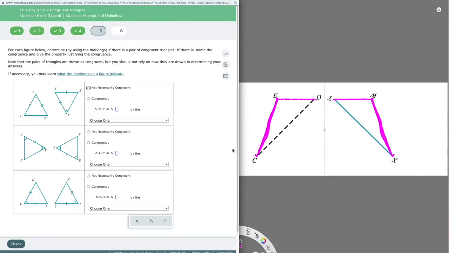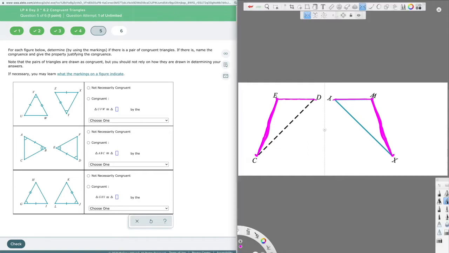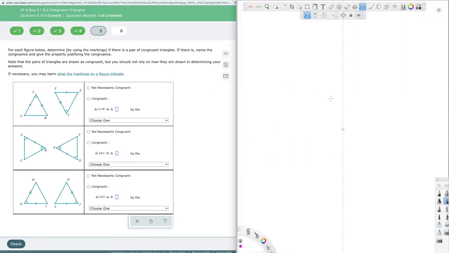All right. So on this one, for each figure below, determine by the markings if there's a pair of congruent triangles. If there is, name the congruence and give the property. So this one requires us to come back over here to our sketch pad and look at some notes on triangle measures. And I'm going to turn off the mirroring now.